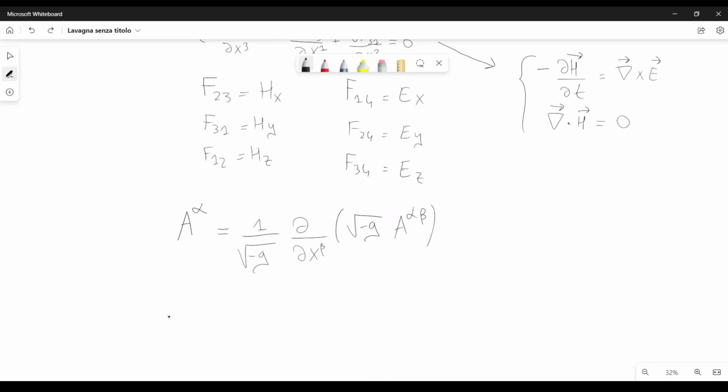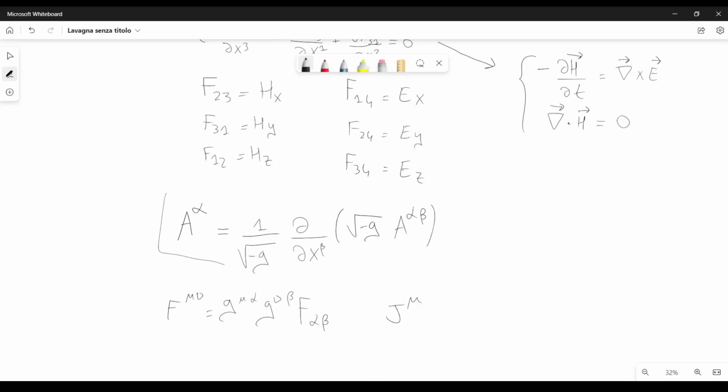So let's first define f mu nu like this with upper indices. This is just a simple calculation. We have to calculate g mu alpha times g nu beta times f alpha beta. And also we define the contravariant vector j mu, which we will discover to be the density of the electric current.